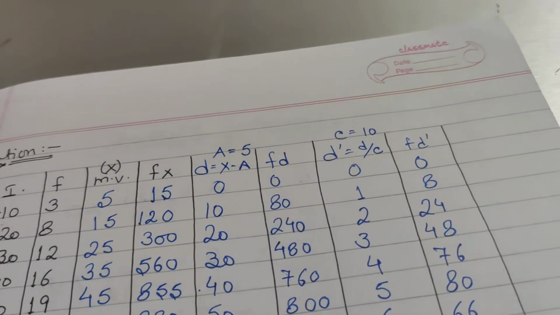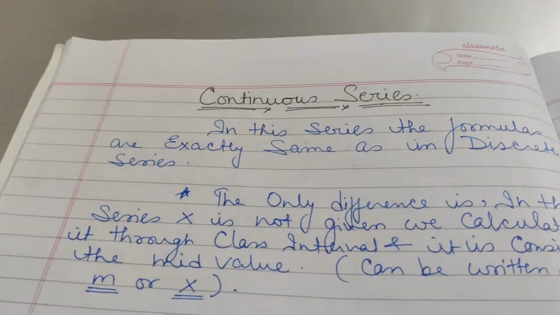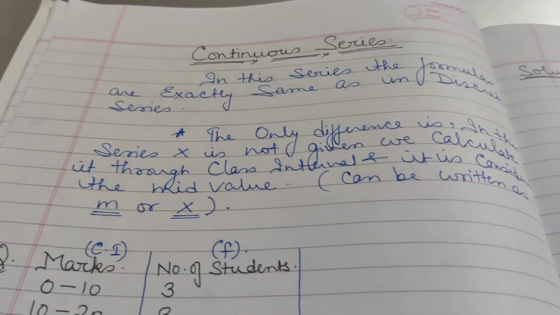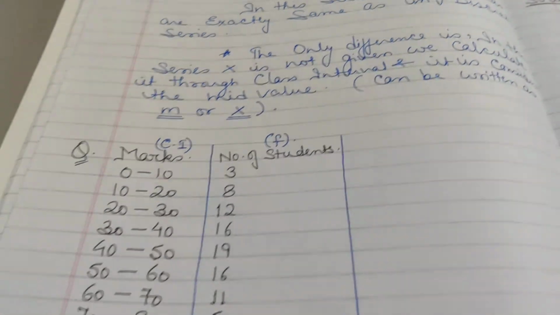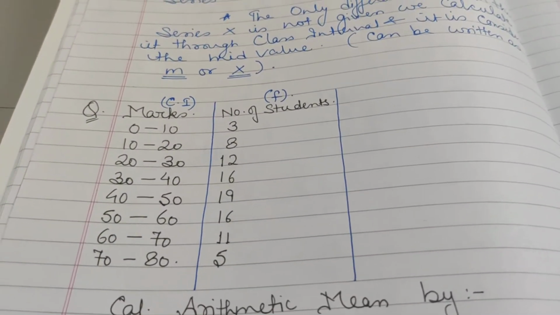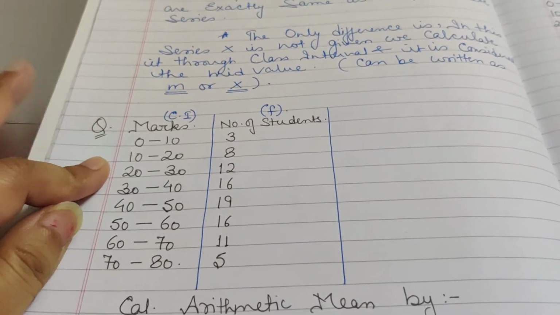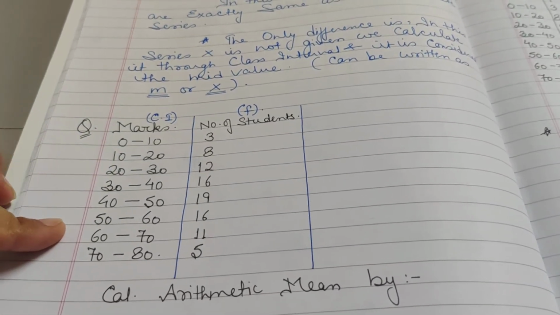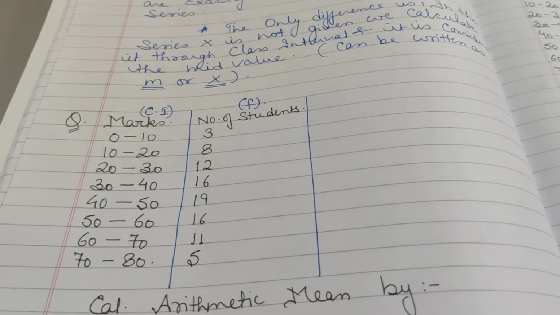Now let's see the third series, known as continuous series or frequency distribution series. Children, in this series, the question is given like this. Class intervals are given, right? That is why it is known as a continuous series. Class intervals are given and with them frequencies are given, right?